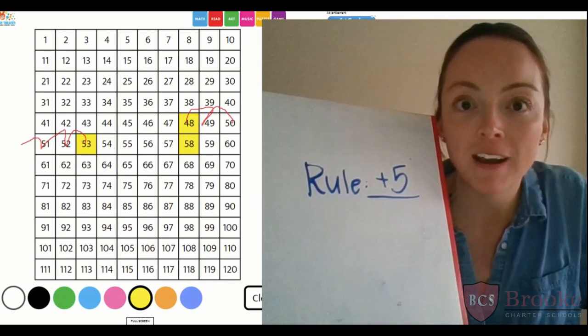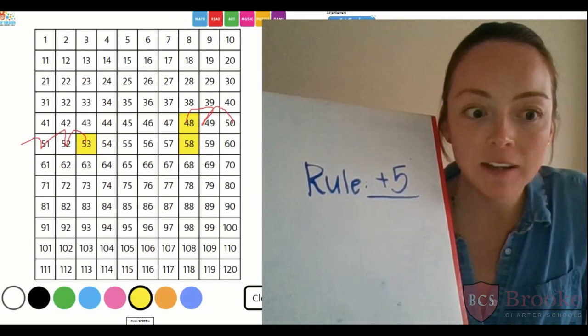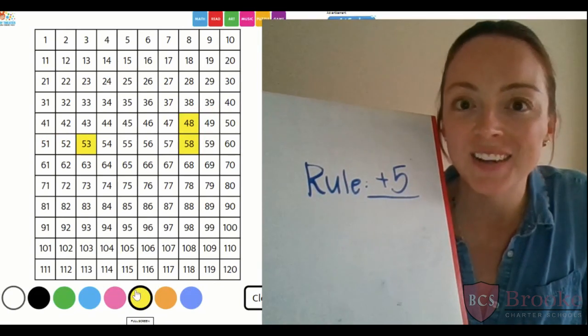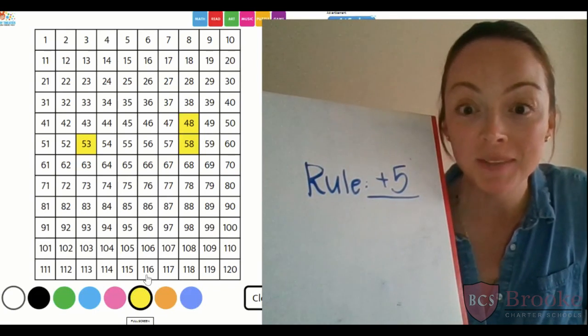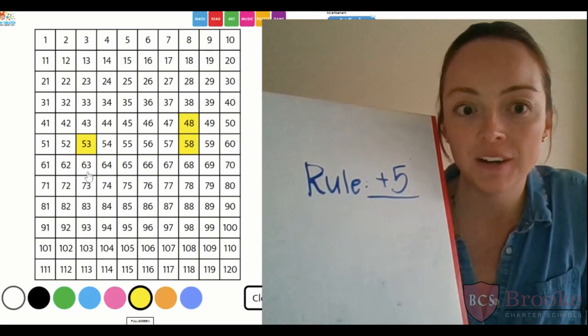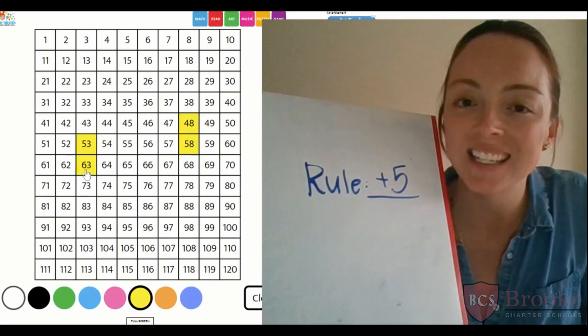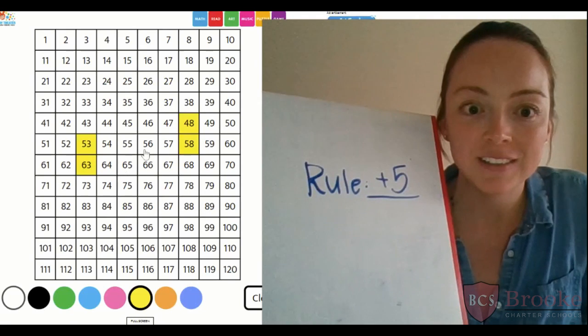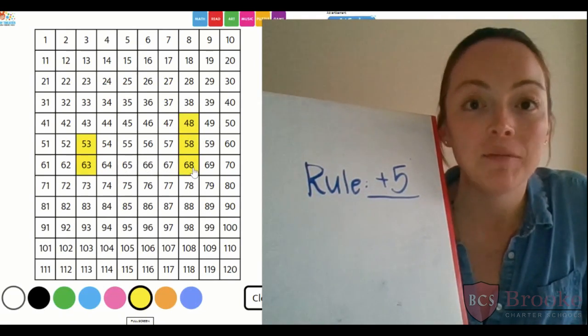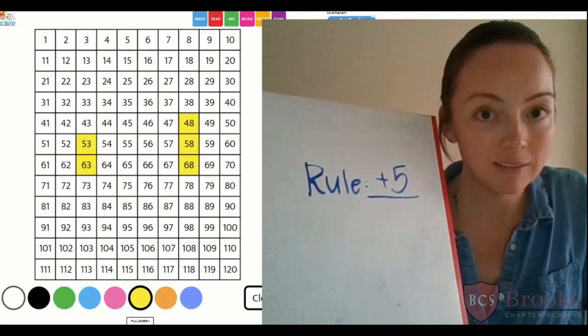So if I'm counting by 5 jumps every time, let's think about what would come next in my pattern. Let me get my highlighter ready so I can mark the numbers. Here we go, 5 jumps from 58. 1, 2, 3, 4, 5. Nice, it's the number 63. 1, 2, 3, 4, 5. There we go, 68. Nice job finding the next 2 numbers in my counting pattern.